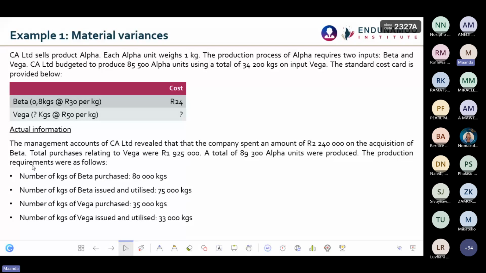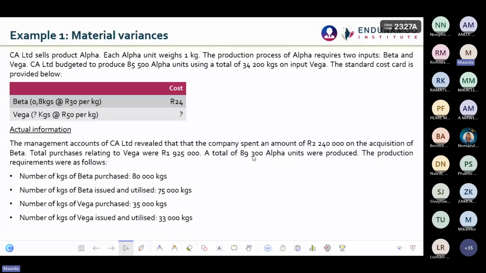All right. Then the actual information I'm given here. The management accounts of CA Limited revealed that the company spent an amount of 2.2 million on the acquisition of beta. So it means I purchased this 2.2, that's beta. The total purchase relating to Vega was 1.9. So they gave me the total purchase of the two. Alpha units produced: a total of 8,900 were produced.